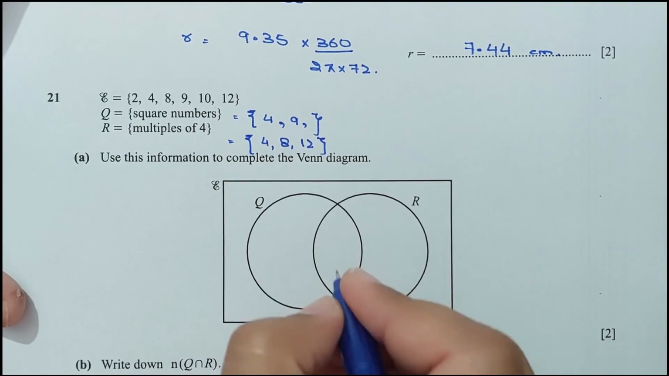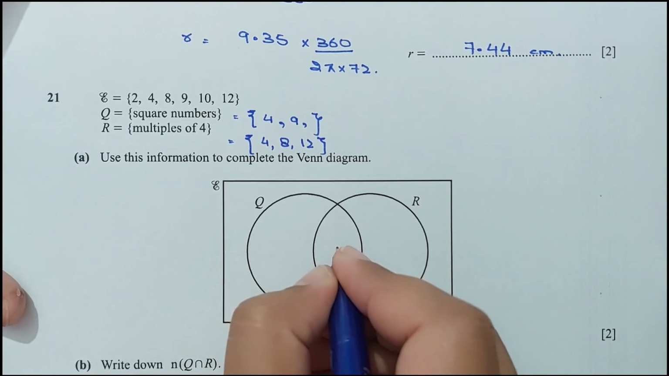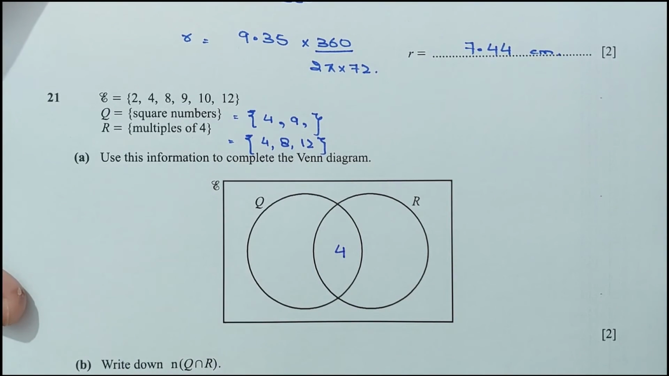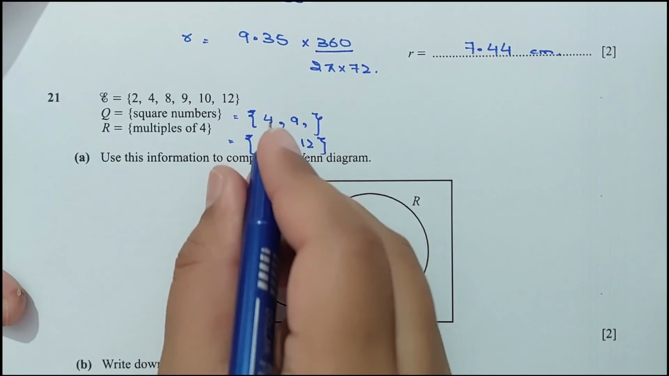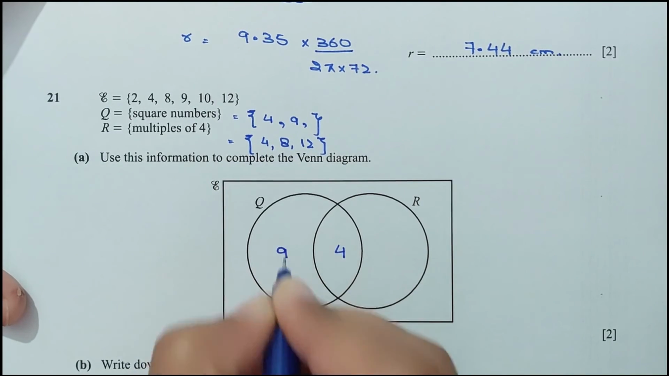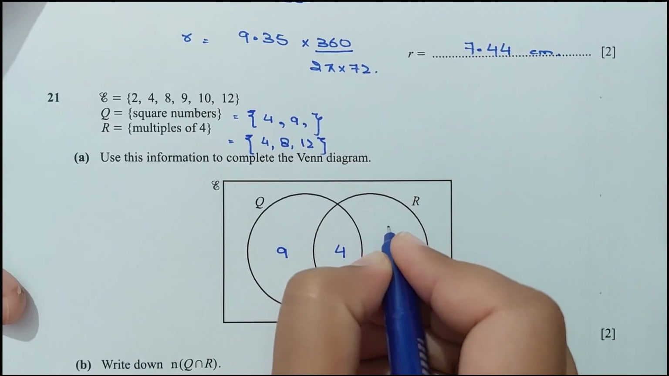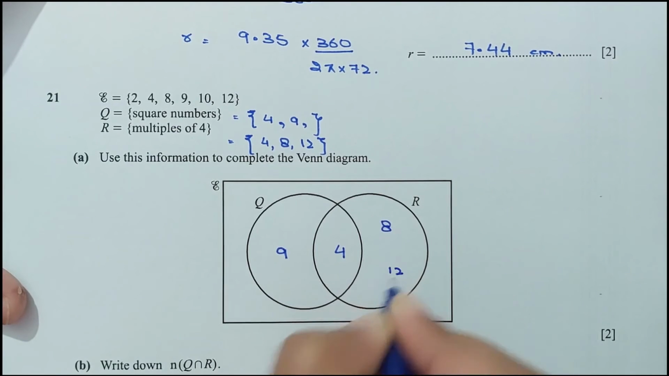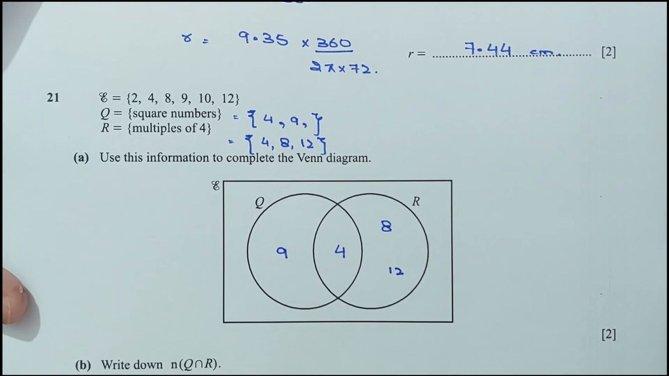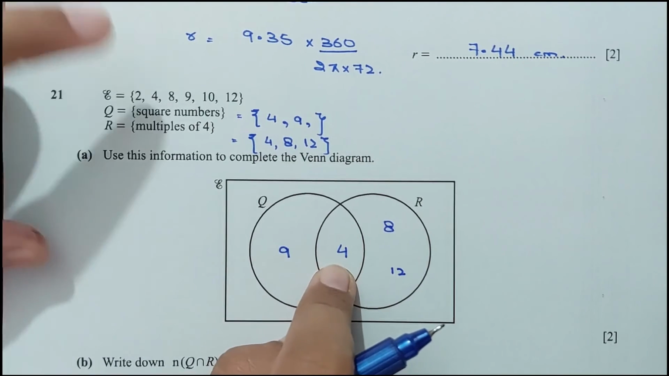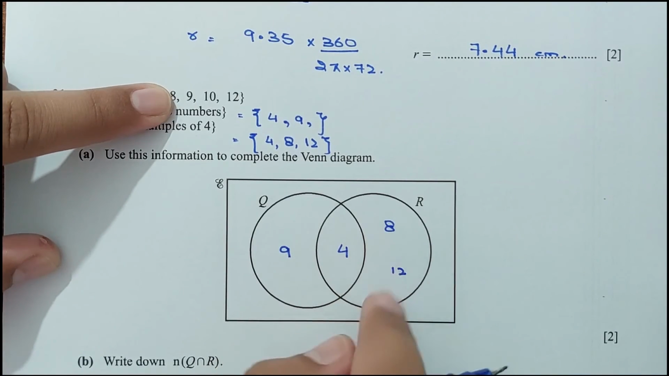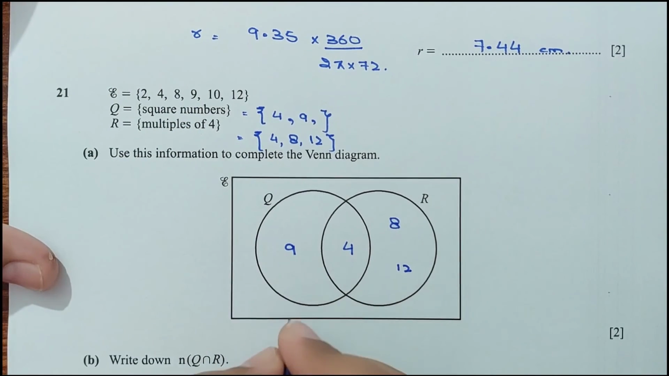Now the intersection of R and Q is 4, right? And for Q we have 4 and 9. For R we have 4, 8, and 12, right? What else is left? We have done with 4, 8, 9, 12. 2 and 10 is left outside.